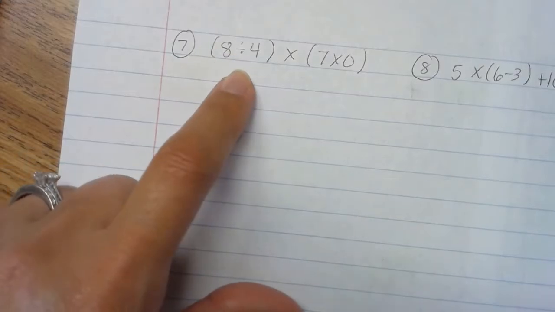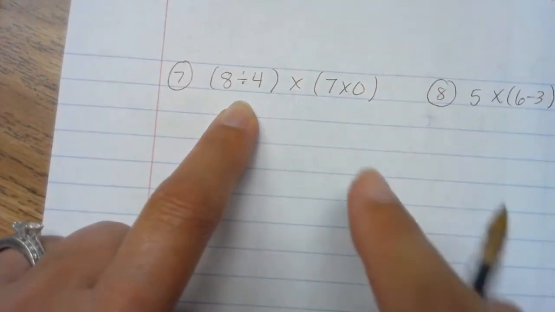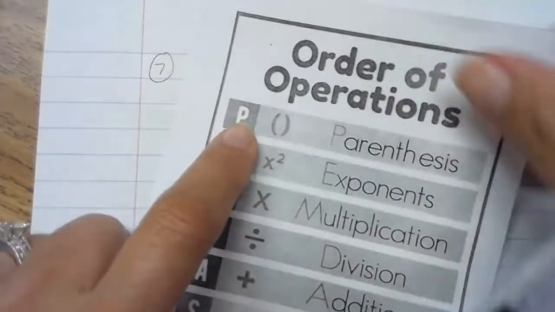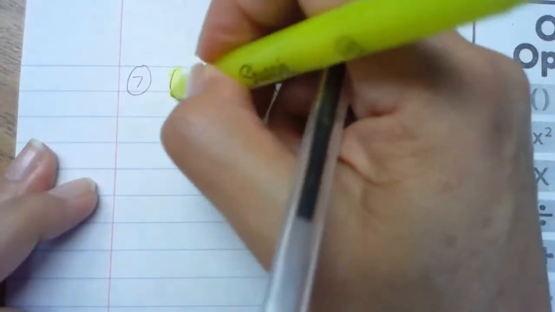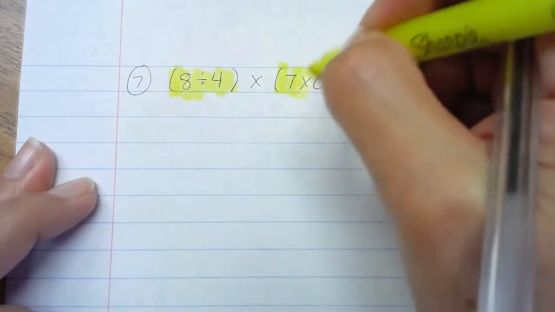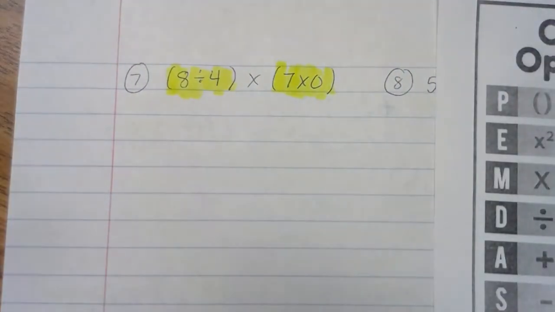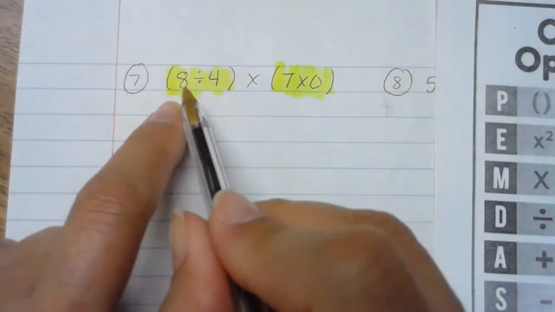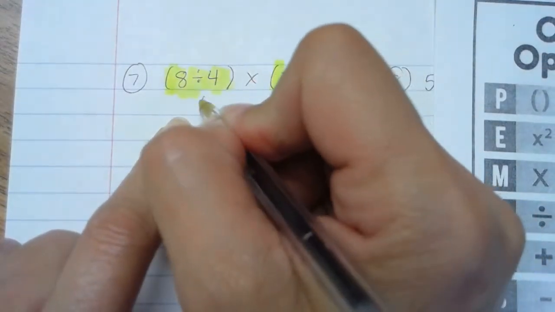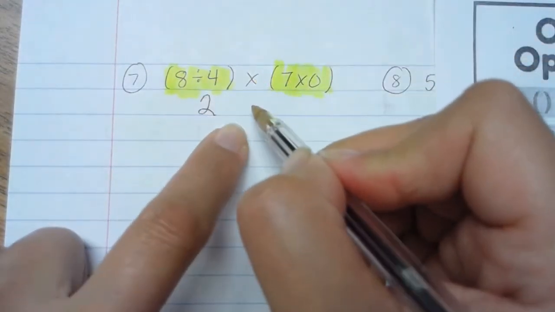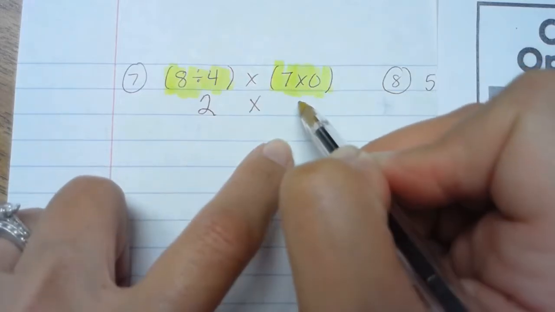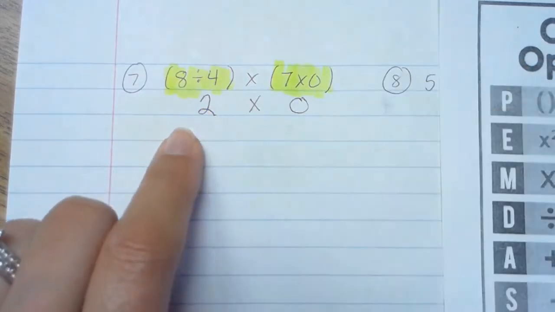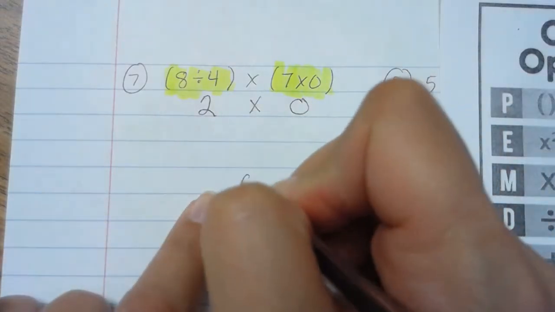Okay, number 7. So I have parentheses again. My order of operations tells me I have to solve whatever is within the parentheses. So because I have 2 sets, it doesn't matter which one I'm going to do first. I'm going to do both of them. 8 divided by 4 is 2. The multiplication sign I'm just going to bring down. And then I'm going to simplify 7 times 0, which is 0. That's my last operation. 2 times 0 is 0.